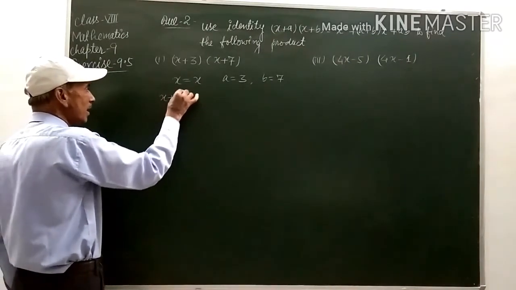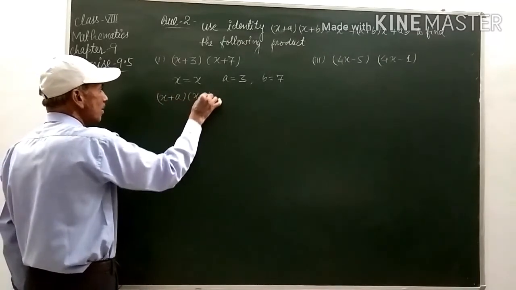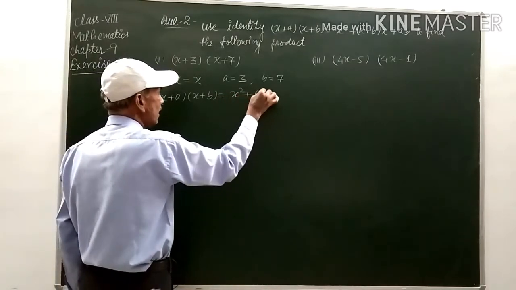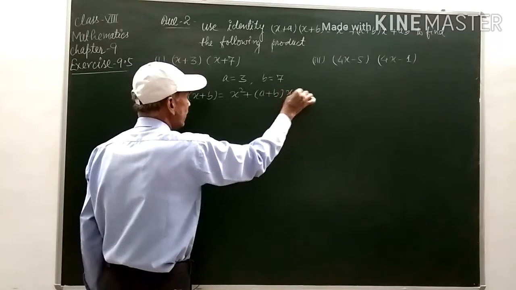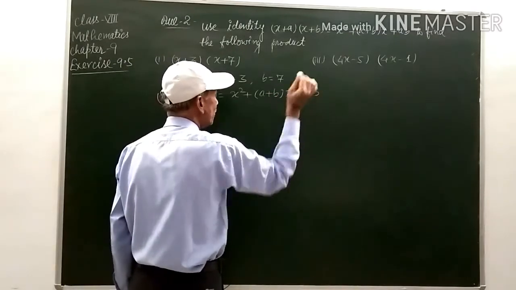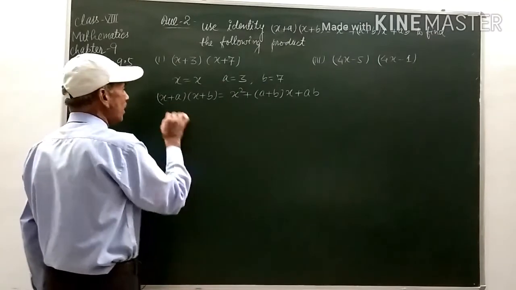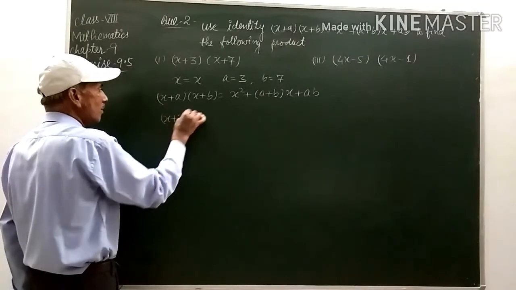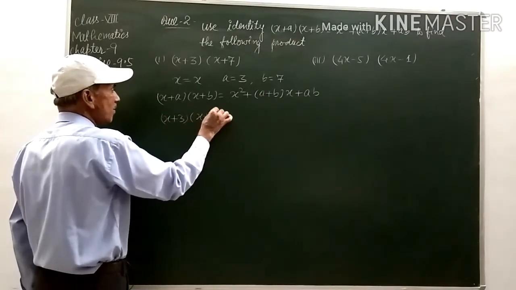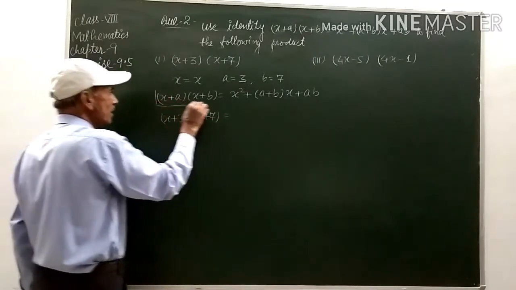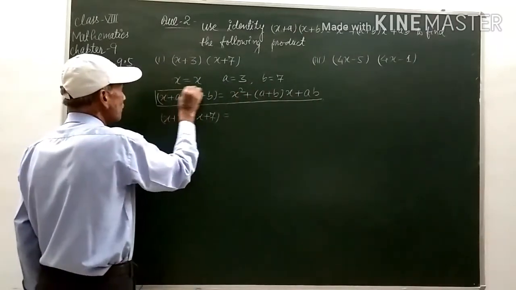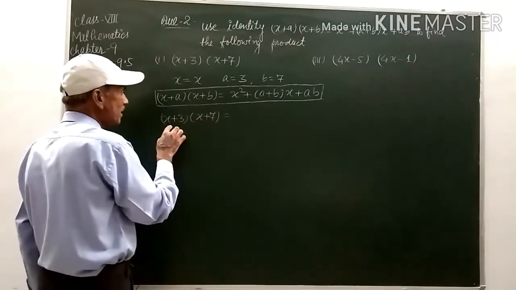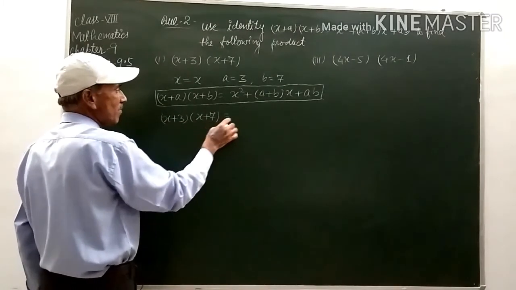(x + a)(x + b) = x² + (a + b)x + ab, and the given expression is (x + 3)(x + 7). So student, this one is the identity which you are going to use in solving this question.